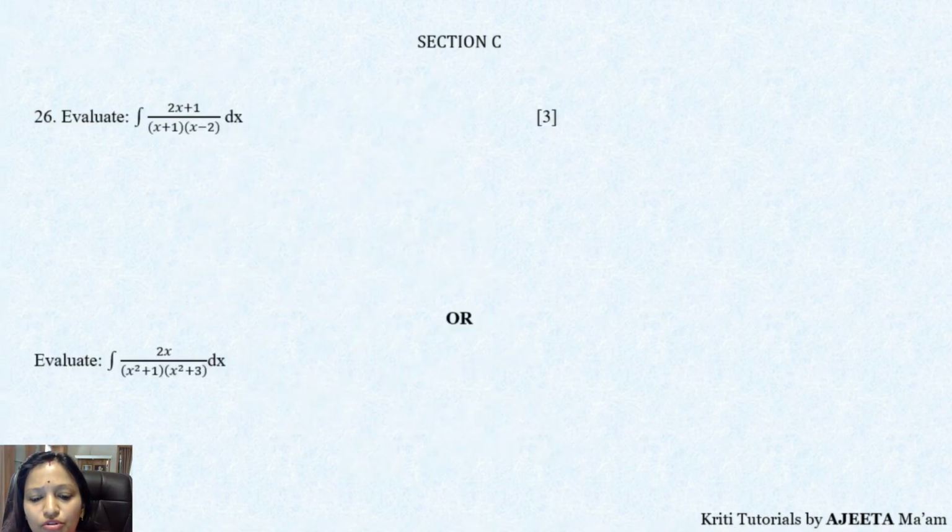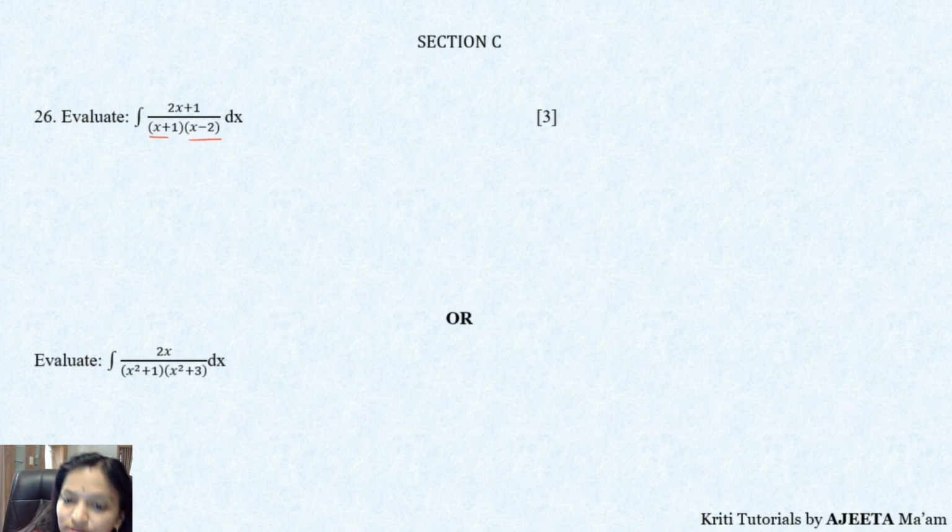And now we start with the solution of section C. Here is given a question of integration, so we can see it. Now let's start with the first question. It is to evaluate 2x plus 1 upon x plus 1 into x minus 2. Now how will you integrate it? For integration, because it's a factorized form in the denominator, we will simply use partial fractions, right? So let's use partial fraction and do it.